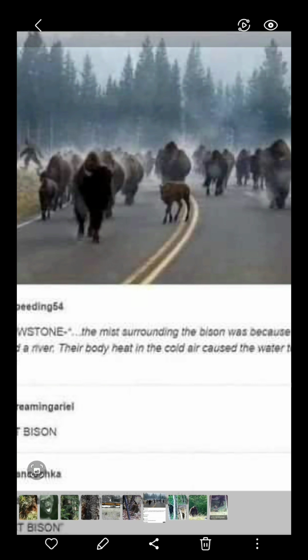It's as cool as the herd of buffalo, and the mist is coming off them. They had just crossed a river, and their body heat is causing the water to vapor. So it's very cool. And yeah, it's in Yellowstone, which I figured. So let's look over this way, right here.